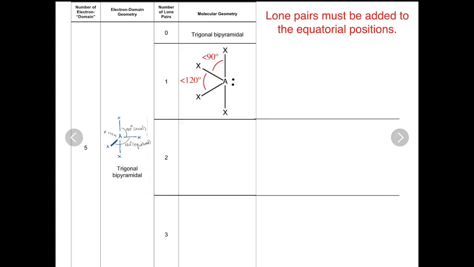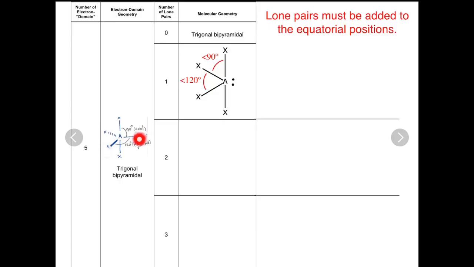So therefore, in this case, the easiest way for you to look at and see what it looks like is to replace this X. It doesn't matter actually, as long as it's an X on equatorial, you are going to end up with the same picture.